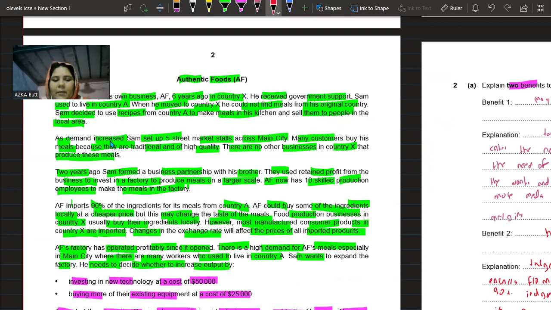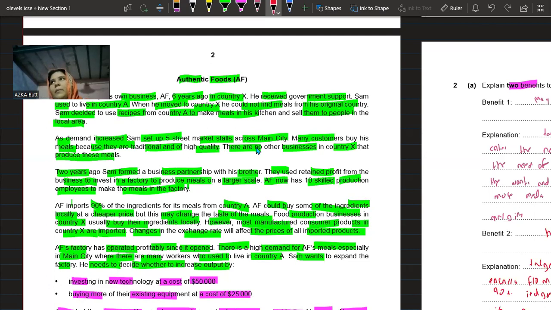So now as demand increased, Sam set up 5 street market stalls across the main city. So it means that it is kind of more accessible for the people, but it is not that much accessible because it is only selling in the main city. So the visitors who maybe want to purchase something else in the market can also have a taste of his recipe from his market stalls.